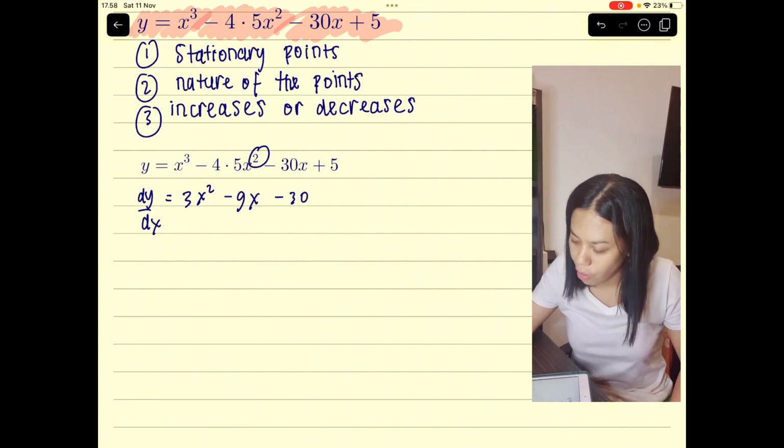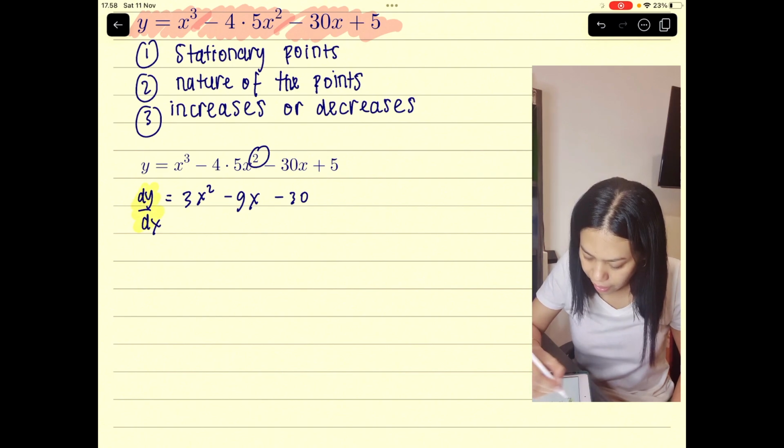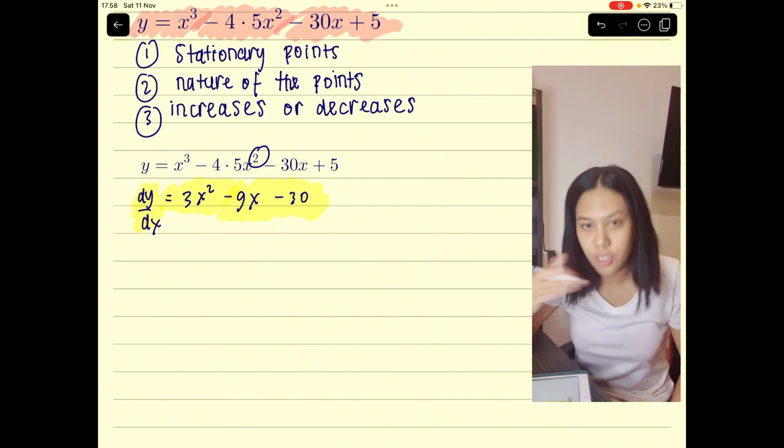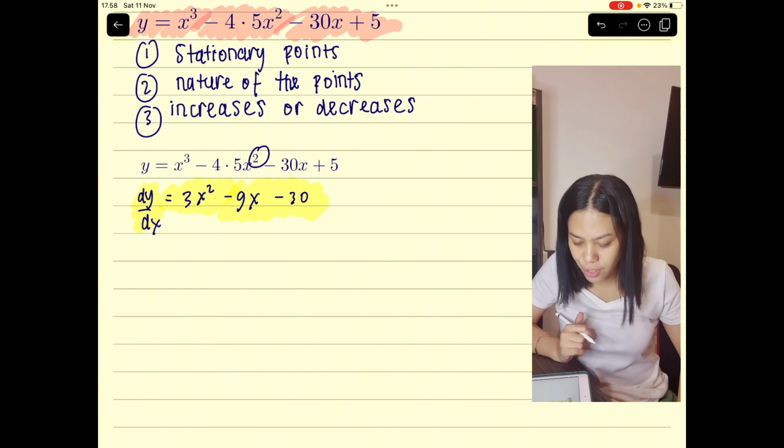Okay, so we have our first step. I'm going to highlight it with yellow, because we're going to be using this back and forth. Alrighty, so now let's do our first assignment.